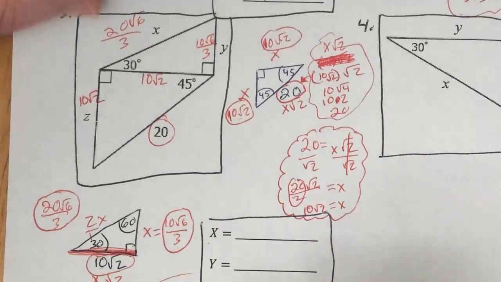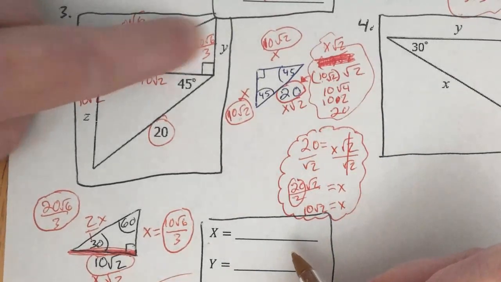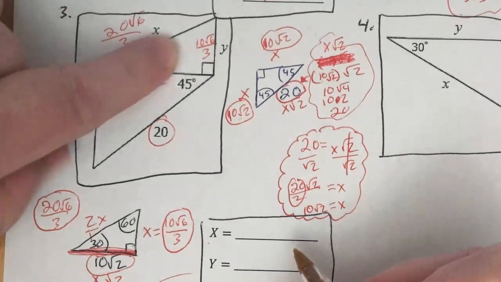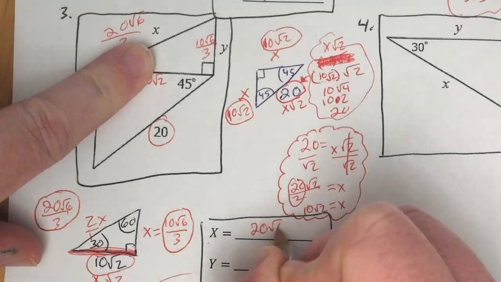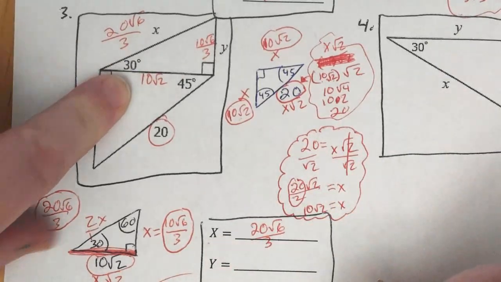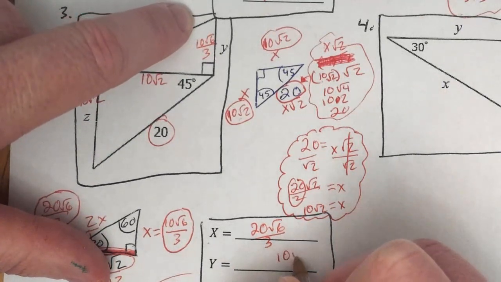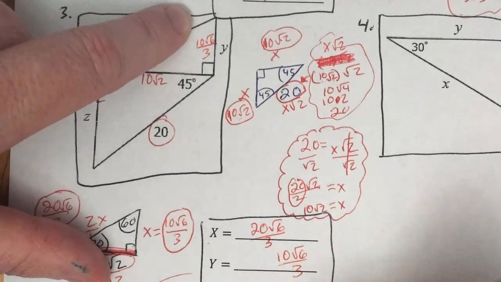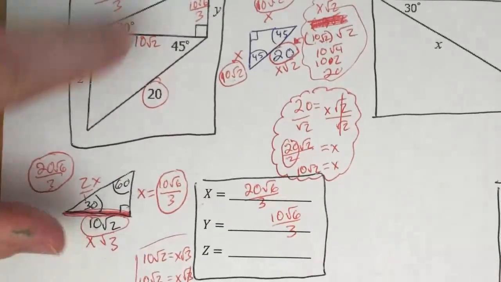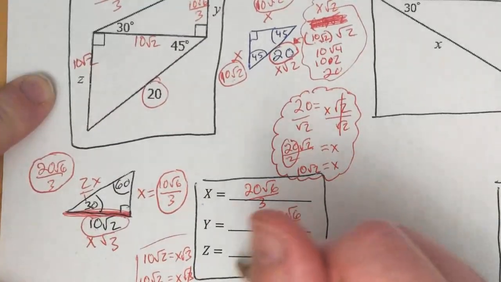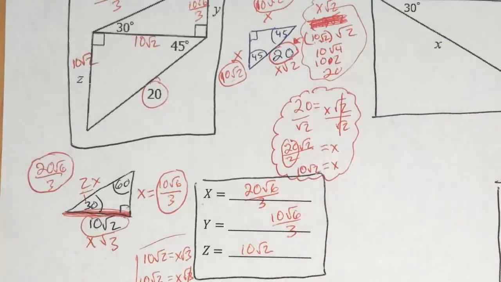Okay, so let's write down our final answers. This side was our black x. This side also equaled 20 radical 6 over 3. This side was our black y. This side also equaled 10 radical 6 over 3. And this side was our black z. This side equaled 10 radical 2. And those were the final answers.